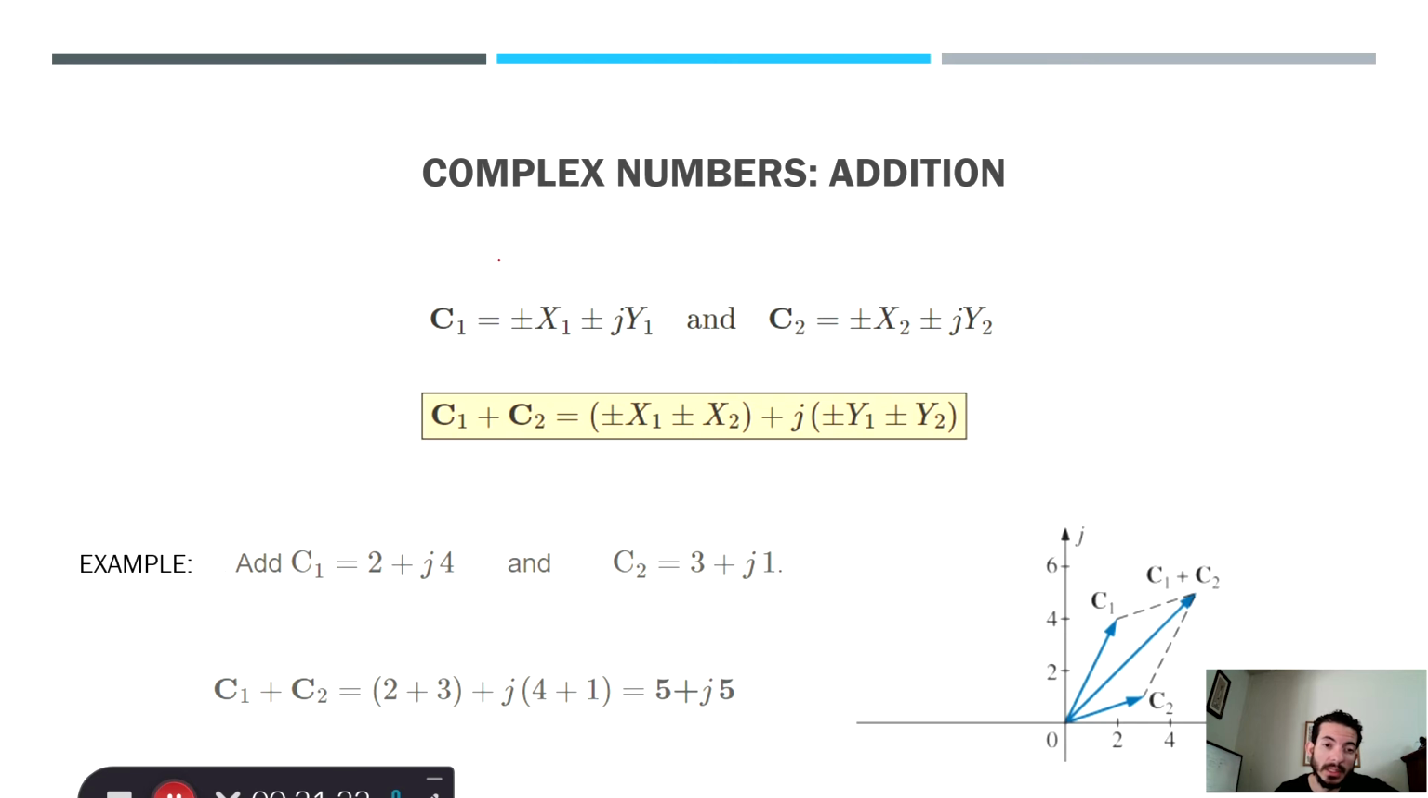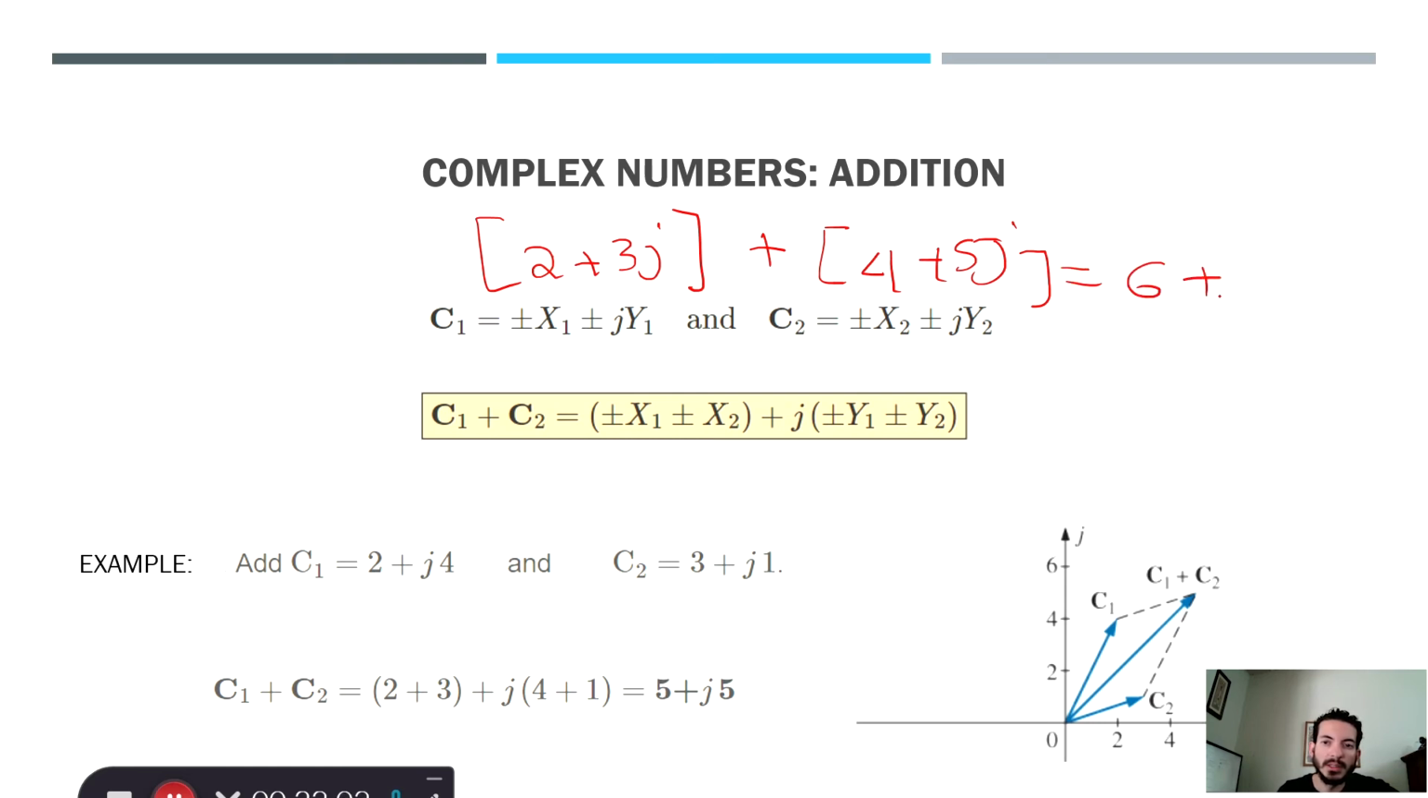This is very simple. It's real part with real part and complex part with complex part. So if you have two numbers, say 2 plus 3j, and then you have another number which is 4 plus 5j, then the way you add those numbers is real part with real part and complex part with complex part. In other words, 2 plus 4 equals 6 real. Both of them are positive, that's okay. 3 plus 5 equals 8 complex.